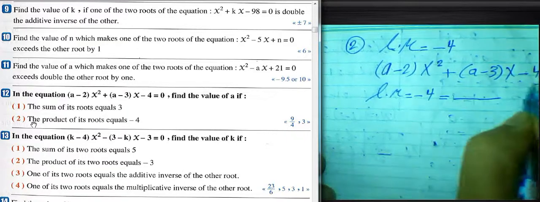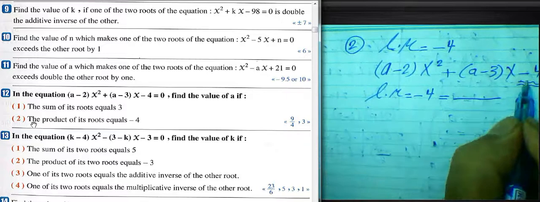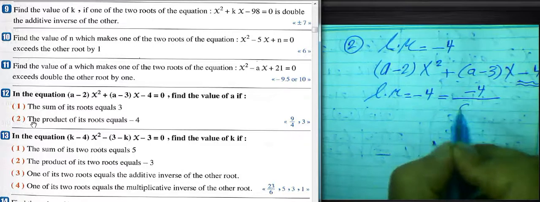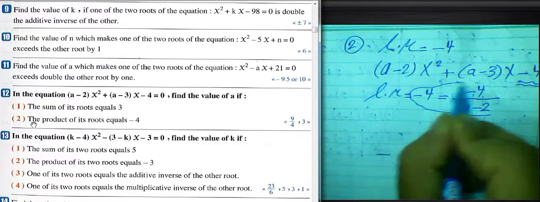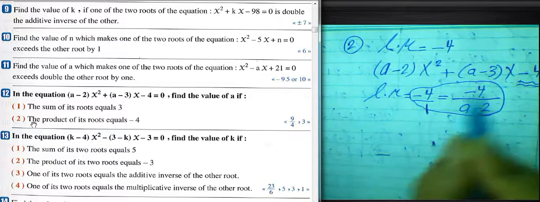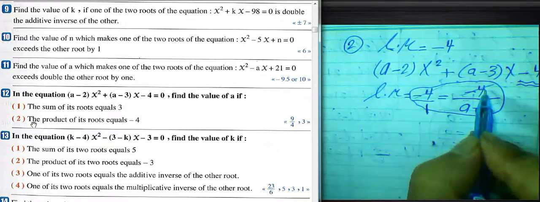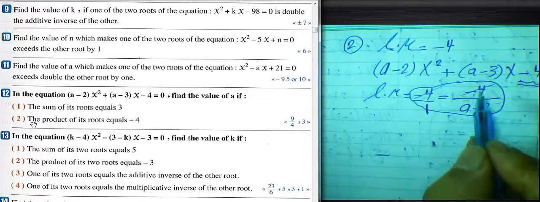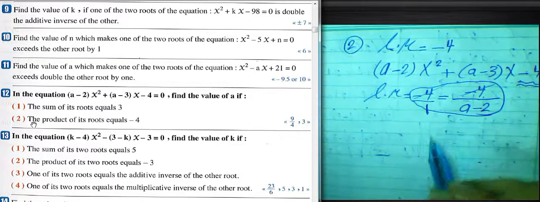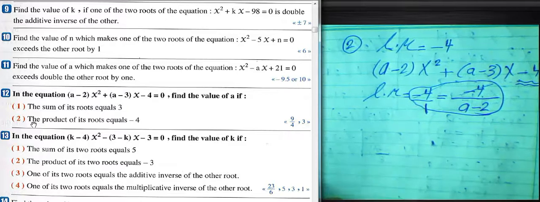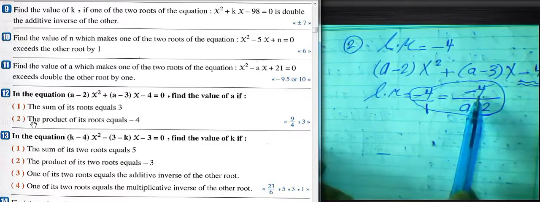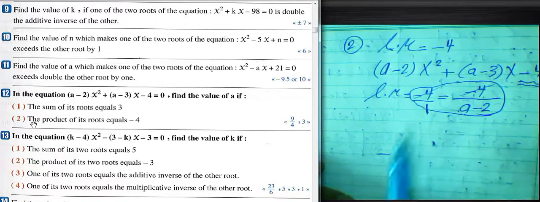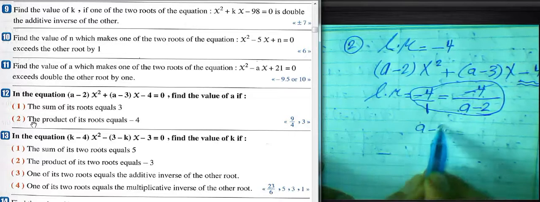−4 equals the constant number −4 over the coefficient of x², which is A − 2. We can solve this equation, or we cancel numerator with numerator, as you like. You can find the result by extremes and means, or you can cancel numerator with numerator, and we can find the result. A will be 3 because 3 minus 2 equals 1. It's the easy method.